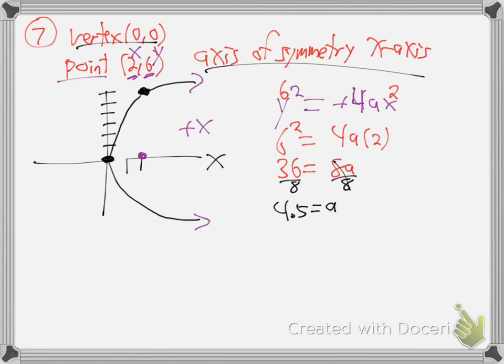So now we have the equation. What's the equation? It's y squared, bring it on down to here, y squared is 4ax. What's a? 4.5.